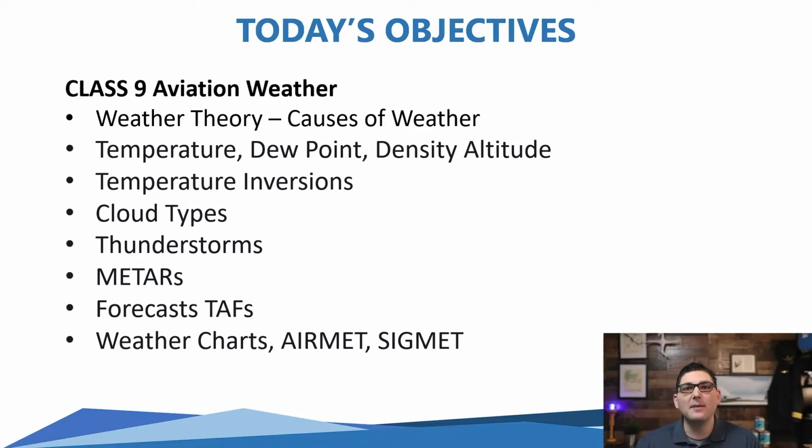With the aviation weather theory, we're going to be talking about all the different terminology that you need to know: temperature, dew point. We'll get into a little bit of density altitude. We'll cover the rest of density altitude in our performance section. We'll get into temperature inversions, cloud types, the ingredients for a thunderstorm, different types of fronts, different types of icing.